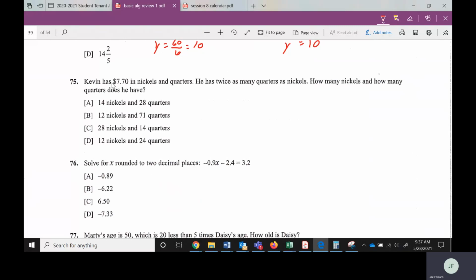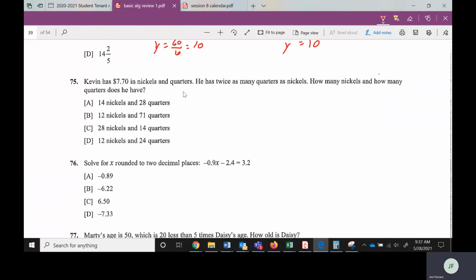So it says Kevin has $7.70 in nickels and quarters. He has twice as many quarters as nickels. How many nickels and how many quarters does he have? Now, especially since it's multiple choice, you could go through and guess and check these. And the last resort would be figure out, okay, 14 nickels times 5 cents, that's how much money, 28 quarters times 25 cents, how much money, and then add it up and see if it works. You could do that.